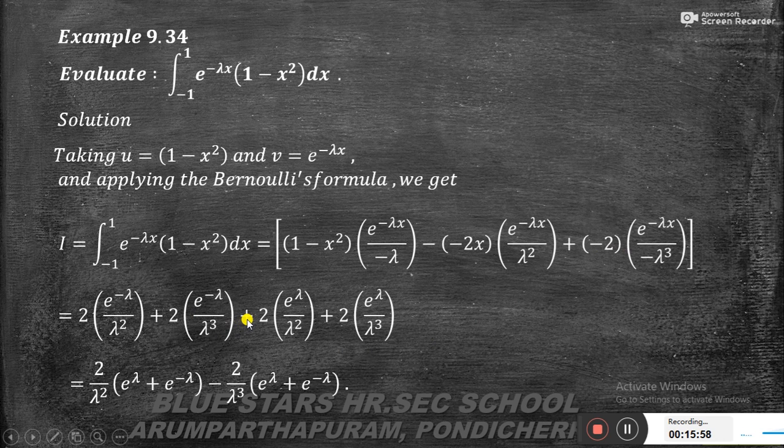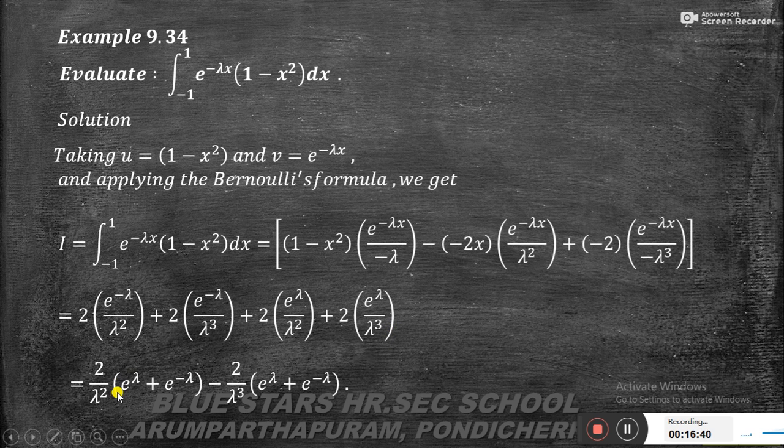Next I substitute the lower limit, minus of again minus 1 whole square, so 1 minus 1 is 0. Next here minus into minus again 2 minus 1 means, so there is a 3 minus, so I write it is a minus, so minus of minus 2 into e power plus lambda by lambda square. Next minus 2 into e power plus lambda by lambda cube. So I multiply the minus in all the terms. So the middle is the upper limit minus the lower limit, so plus 2 into e power lambda by lambda square plus 2 into e power lambda by lambda cube.